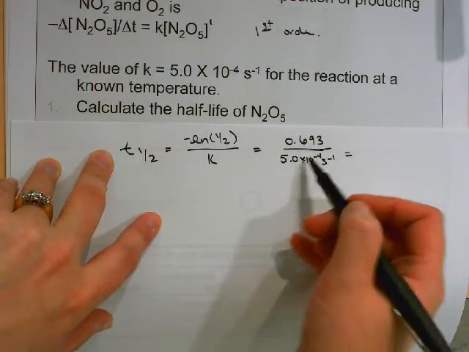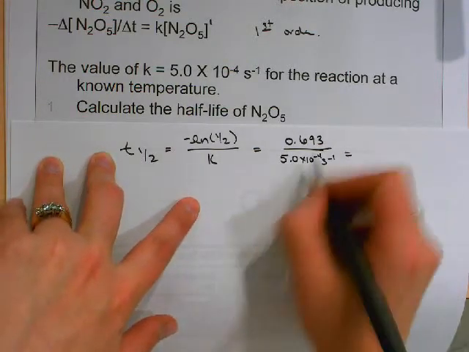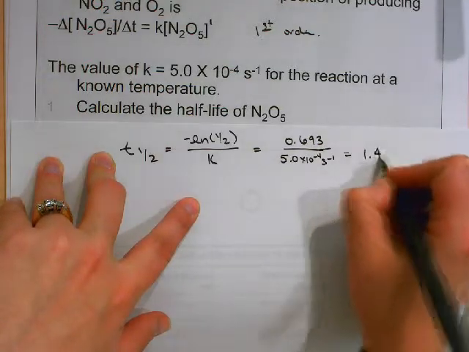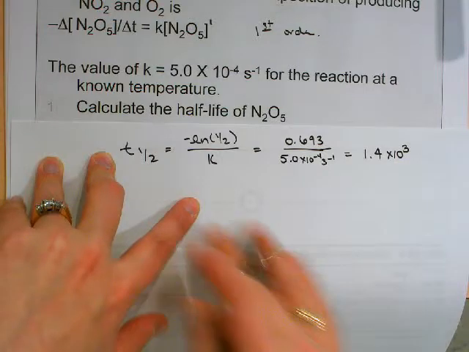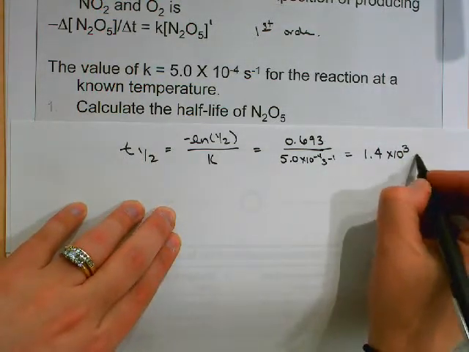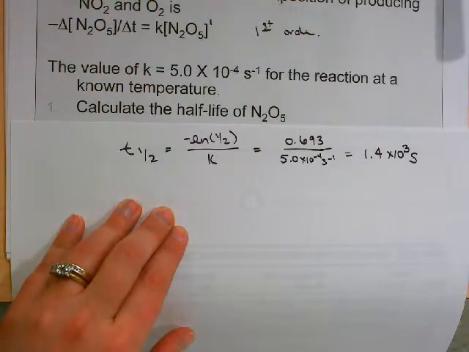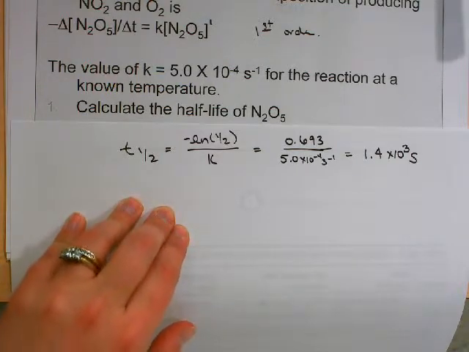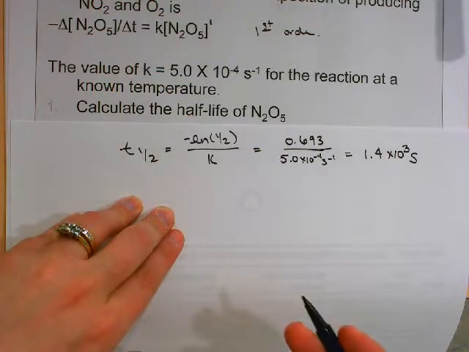So I just take 0.693 divided by K, and I get, let's see, using 6, I get 1.4 times. What units does my time have? Seconds, right? So that's how long it takes to go from 100% of A to 50% of A. That's all the equation does, right? It's not super complicated. They give you K and you plug in K.